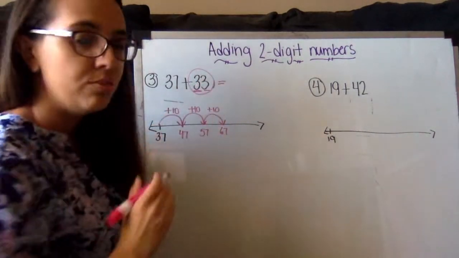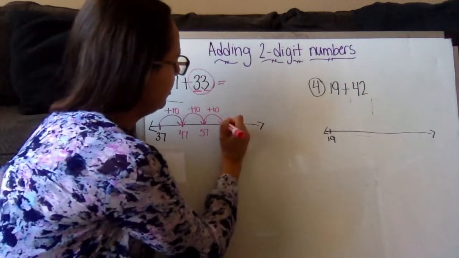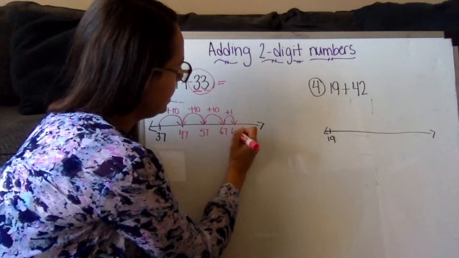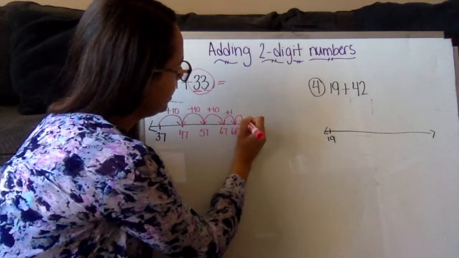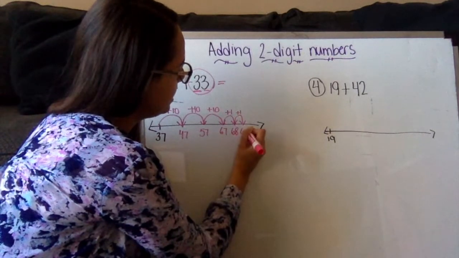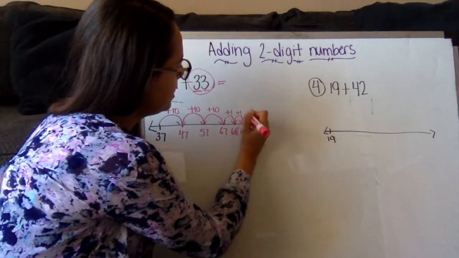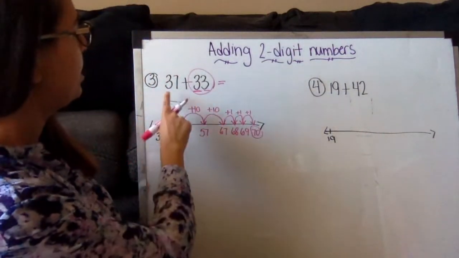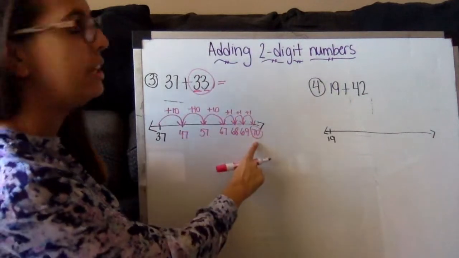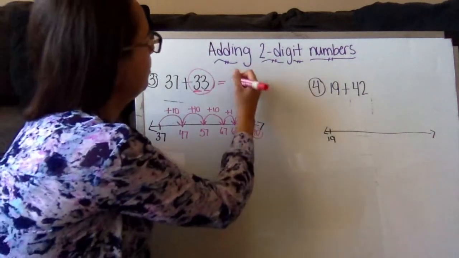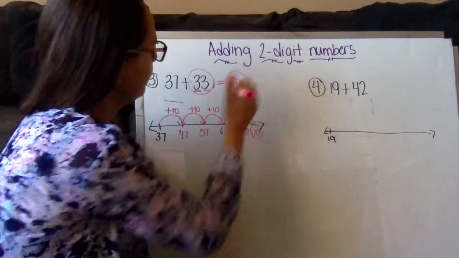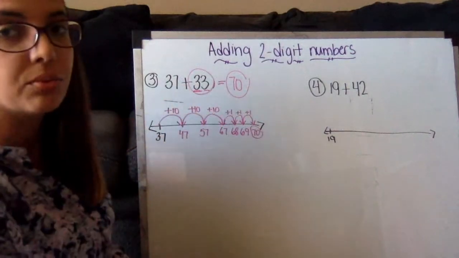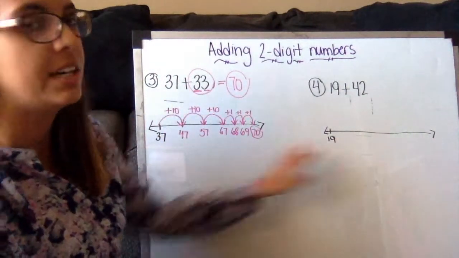Now I need to move on to my 3 ones. Plus 1, 67 plus 1 is 68. 68 plus 1 is 69. And finally, 69 plus 1 is 70. So I found out the answer to 37 plus 33 equals 70 using an open number line. Here are my 3 tens for the 30, and here are my 3 ones for the 3 in the ones place. Let's practice doing this on the other problem.